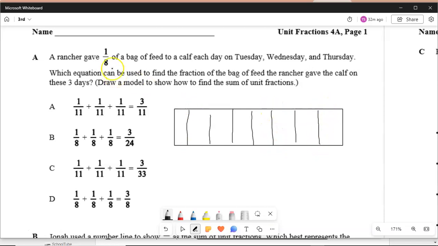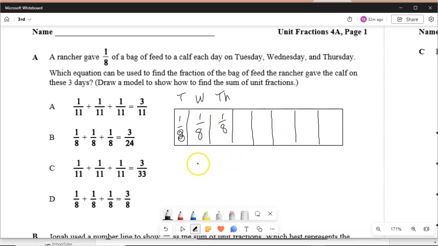Okay, so because it says he gave 1/8 of the bag of feed, we'll say on Tuesday he gave this amount. That's going to be Tuesday, not 1/2 but 1/8. Wednesday he gave 1/8, and on Thursday he gave 1/8. So that would be the model. This rectangle is going to be my bag, and it ends up being a strip diagram.